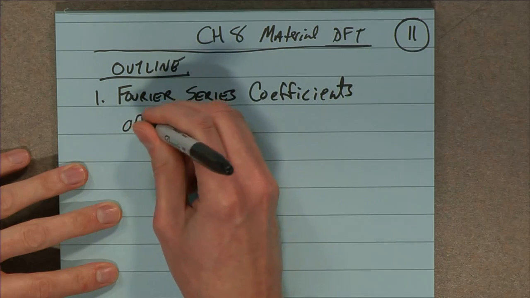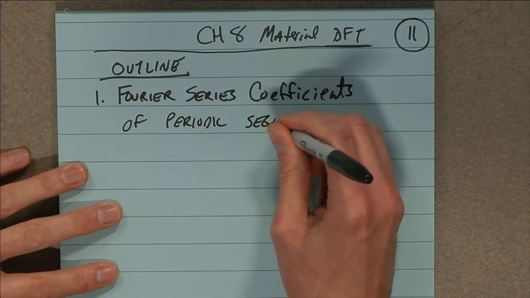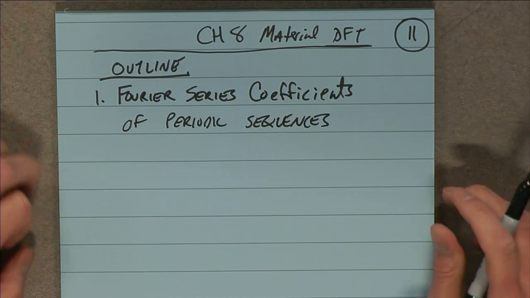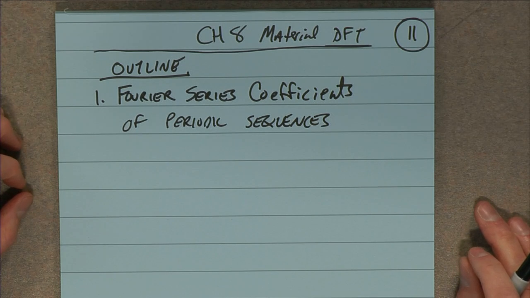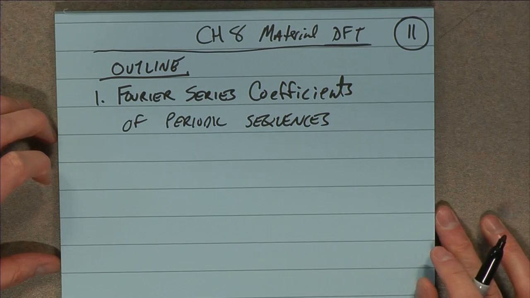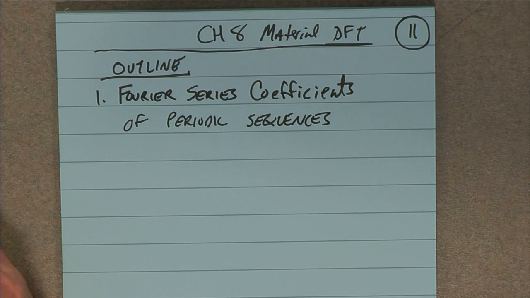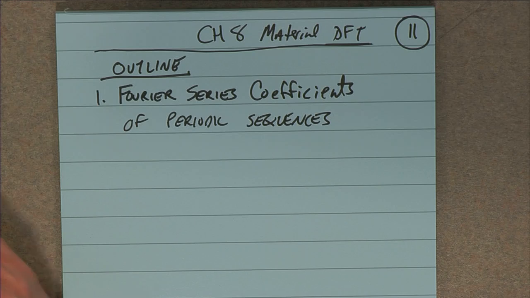Of periodic sequences. And the reason we're going to do that is because the Fourier series coefficients turn out to be the outputs of the frequency samples of the DFT. That's the bottom line. Now, we don't call it that, maybe for historical reasons, or I'm not sure why, but we're going to talk about the Fourier series coefficients of periodic sequences because that basically is the DFT.